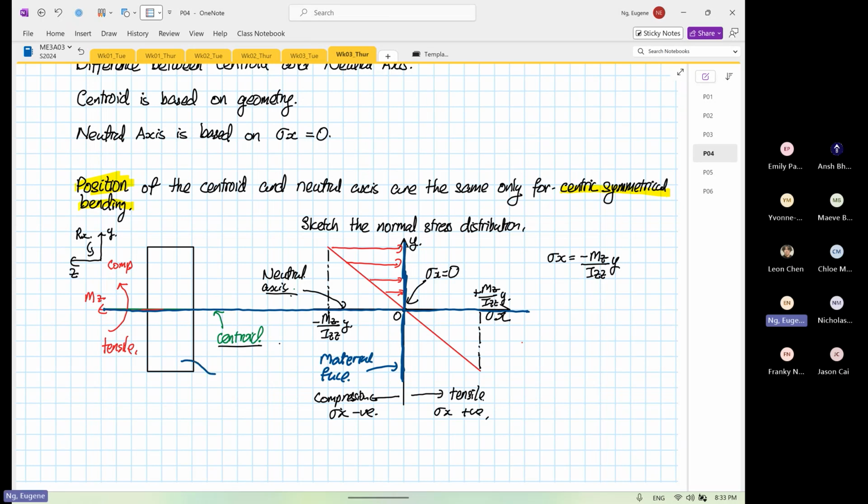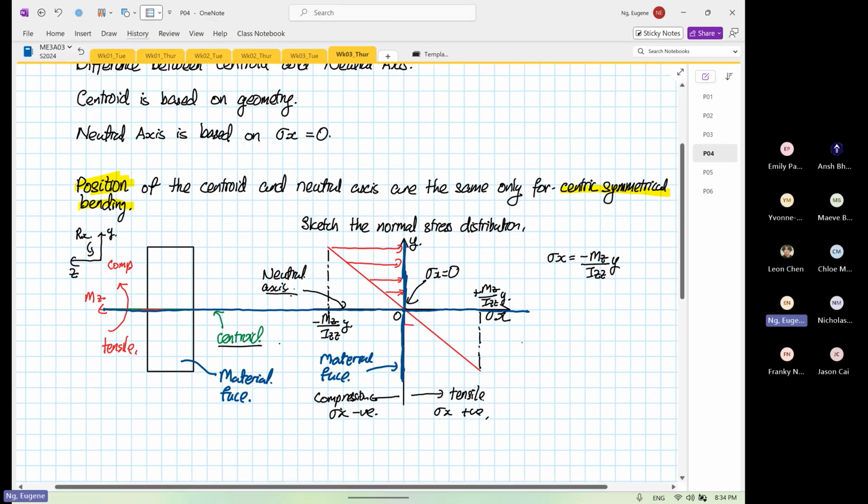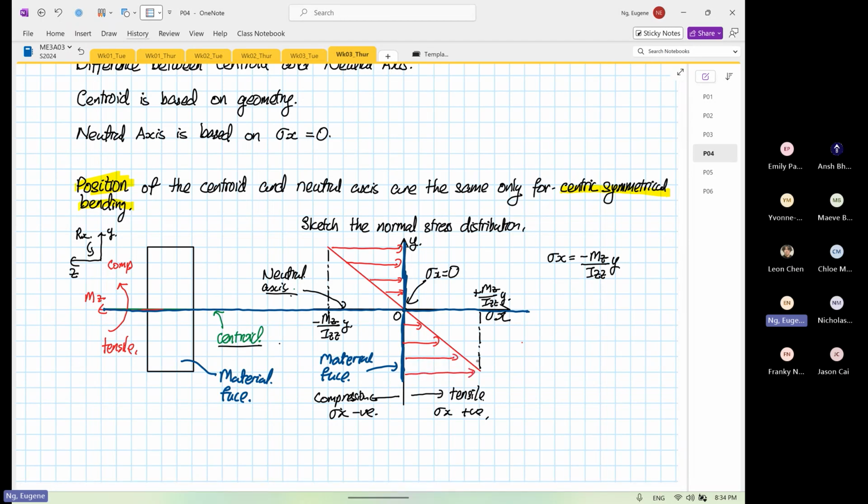Okay, so this is also the material phase, the phase of the material. So when it is in tensile, it will travel from the material phase pulling away, right? So the pulling away is in tensile. So the pushing towards, right? So for this case, pushing towards is compression. So that's how you sketch the stress distribution.